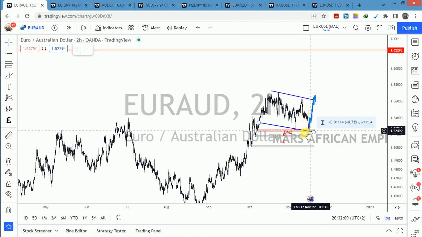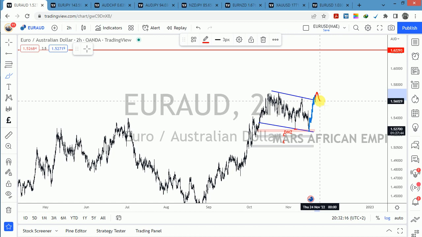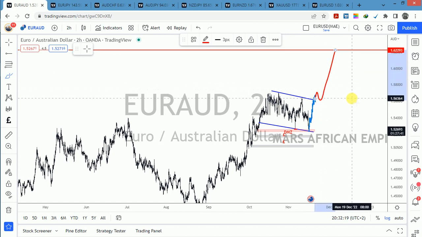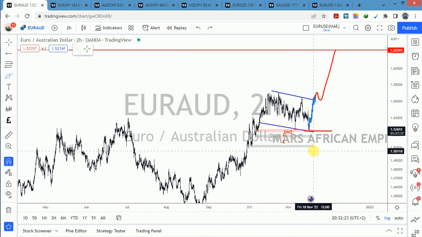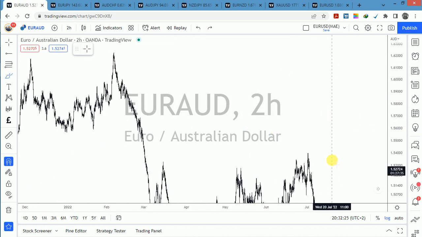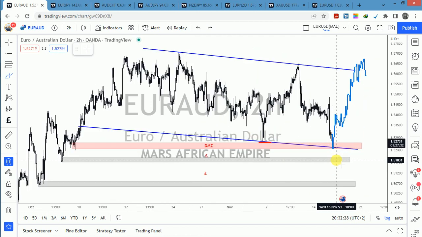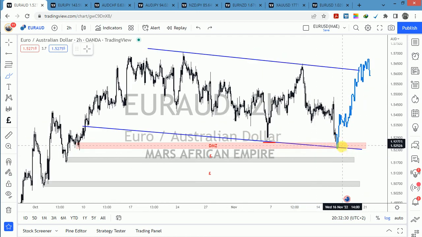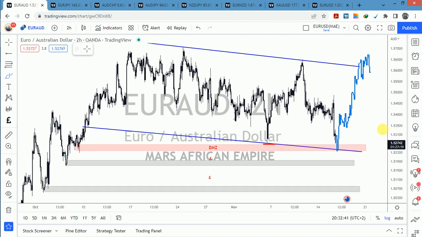So if indeed it uses this demand zone to go up, then if it breaks this flag, we wait for retest, and then we continue to go up. We're going to have an entry here. We're going to have another entry there. So that is how we are going to trade Euro AUD. We can just buy it around 1.524. That is where we are going to buy it.